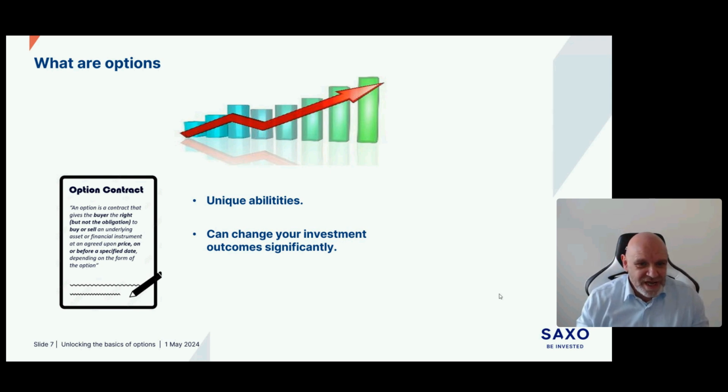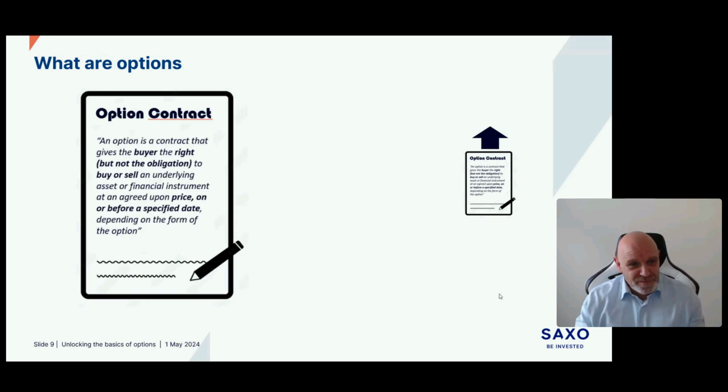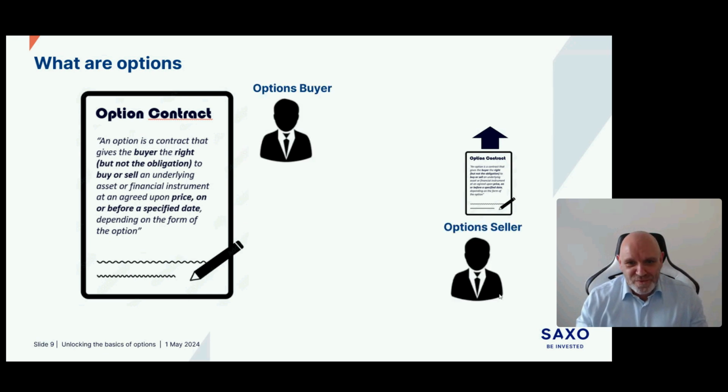What is an option and how do they work? As we mentioned, we have an option contract with the definition a bit bigger here. What is important to know? You have a buyer, you have a seller. In this webinar, we mainly talk about the options buyer, where you buy from the option seller. You get the benefits from the option, and for that you pay a premium.